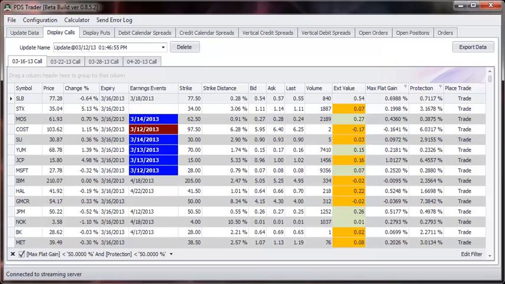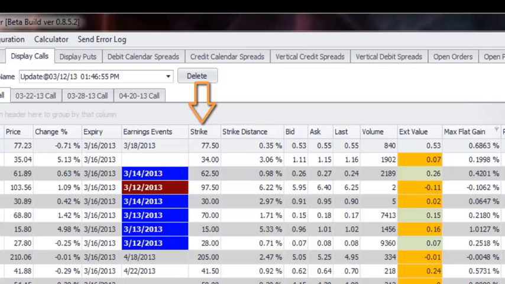This is a powerful feature since many weekly options opportunities are based on events that are likely to cause increased volatility. The PDS Trader then shows you which strike price the opportunity is for, then the strike distance, which is how far the option is from being at the money. The bid, ask, and last are pretty self-explanatory.